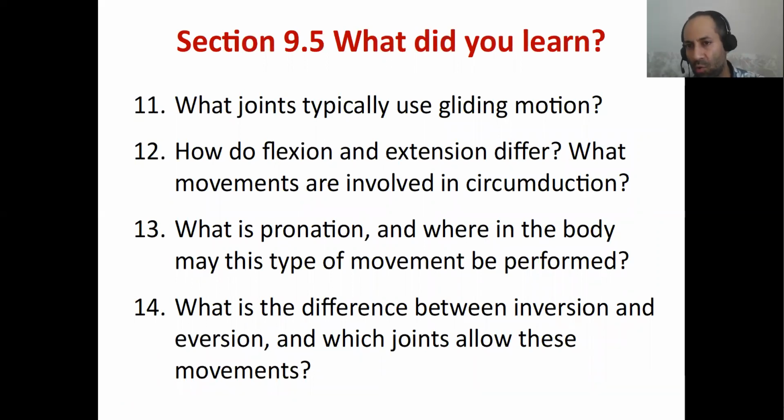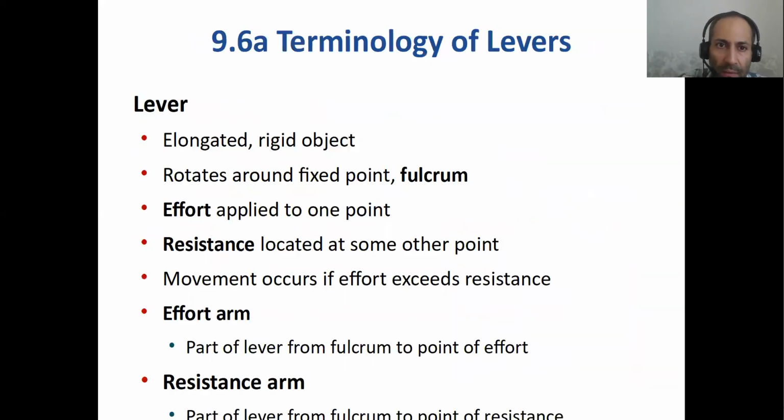Your carpal and tarsal joints. How do flexion and extension differ? Flexion is the angle decreases between two bones. Extension, the angle increases. What movements are involved in circumduction? Circular. What is pronation? Prone, downwards. It may be performed in your hands. What is the difference between inversion, when the foot is inverted, versus everted? Which joints allow these movements? Your ankle joint, of course.